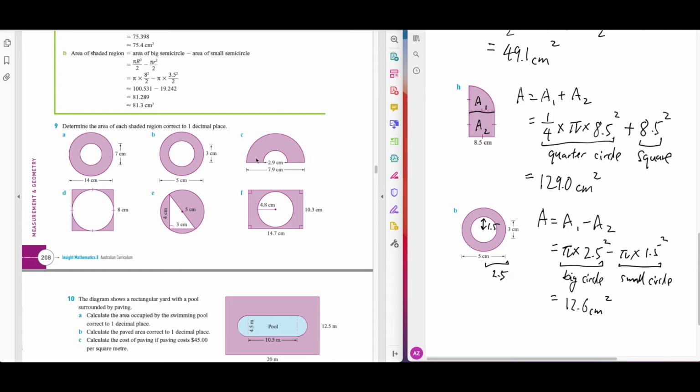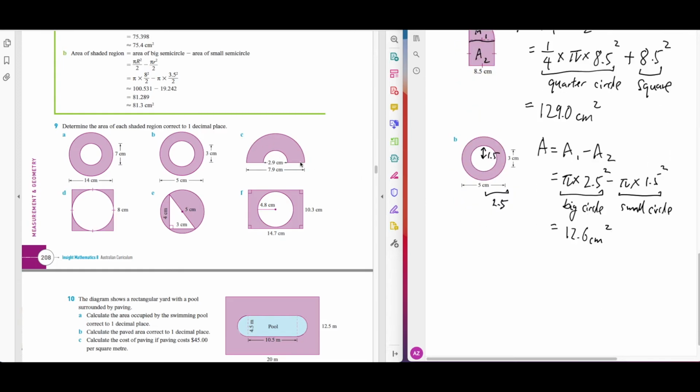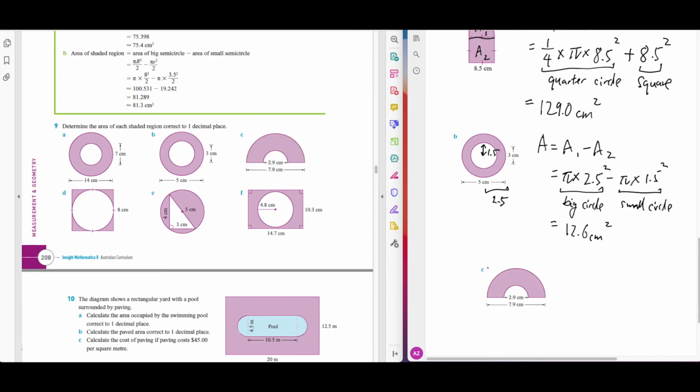Do a slightly harder one, so a semicircle, right? So to find the area of a, well, this is like a rock melon slice, if you want to think of it that way. Alright, so you just do the same thing. Area is equal to the big semicircle, take away the small semicircle. Now remember, to find the area of a semicircle, you have to do half times pi times the radius squared, right? So what's the radius of the big semicircle? Well, it's just going to be 7.9 divided by 2.